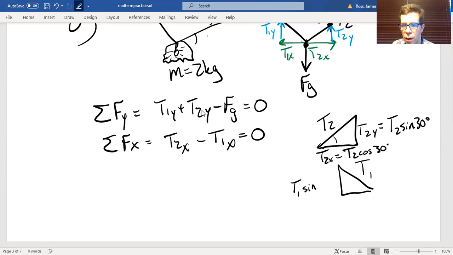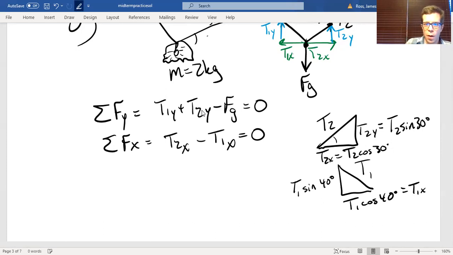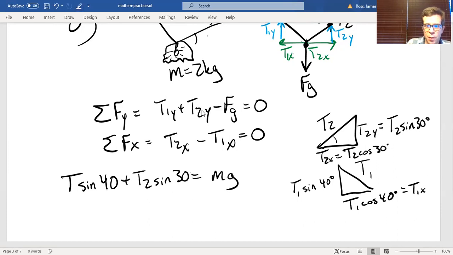T1 sine 40 and T1 cosine 40 for T1x. All right, so now we can plug in everything. We've got T1 sine 40 plus T2 sine 30 equals mg. And we've got T1 cosine 40 equals T2 cosine 30.